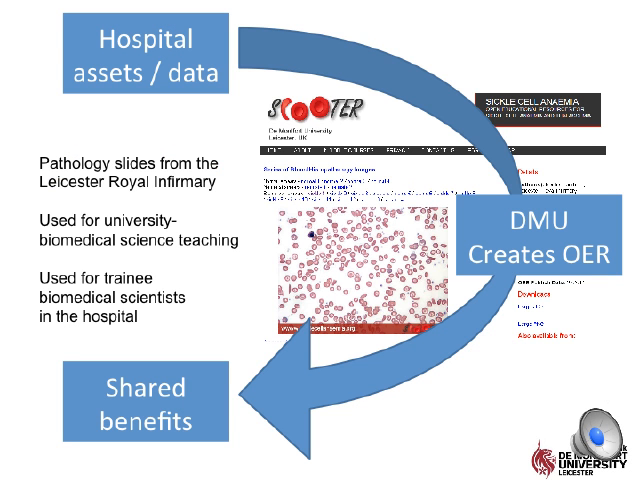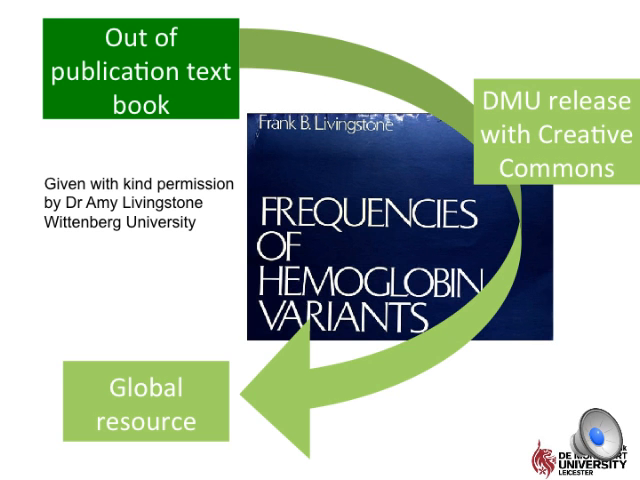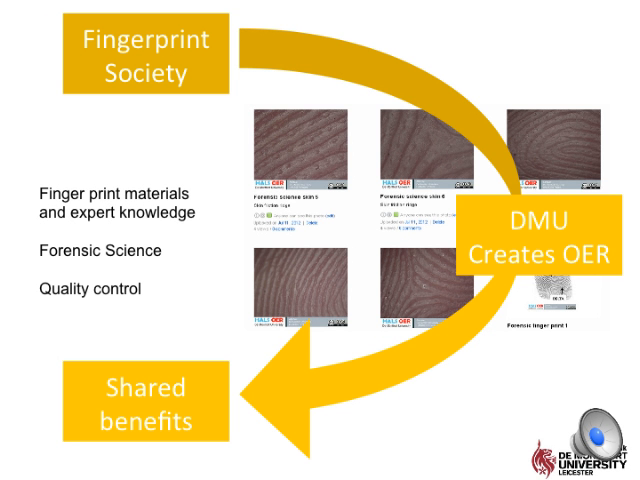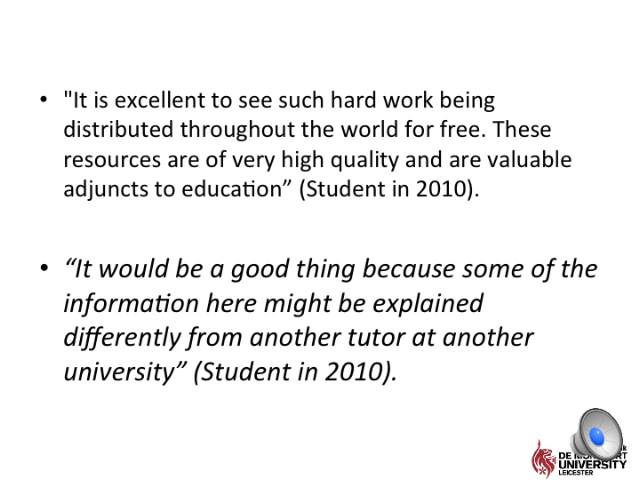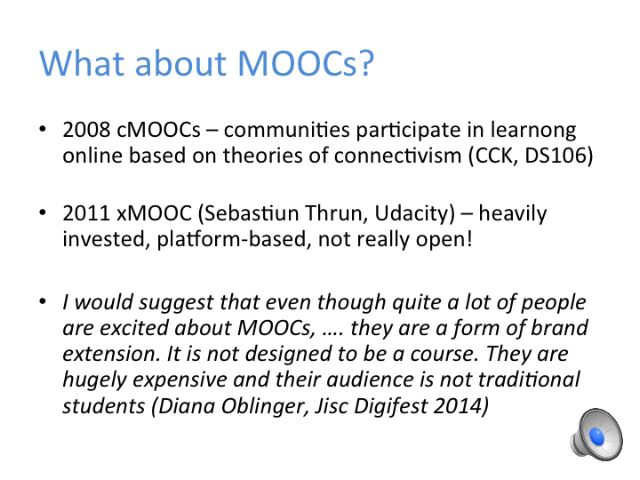Now, just to give you an idea of what that might be, we collaborated with hospitals to share hospital images and case studies. And the benefits were we packaged these up into learning materials that the hospitals could then use with their staff. We negotiated the license for an entire textbook that was out of publication. So this genetics textbook looking at hemoglobin is openly licensed and now freely available on the web. And there might have been images and other learning content from professional societies like the Fingerprint Society here, for example. Students loved it and liked the access to good quality learning materials.